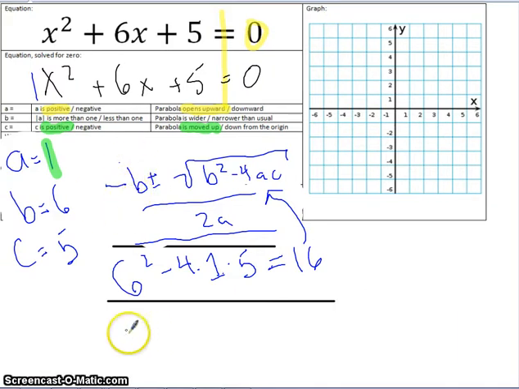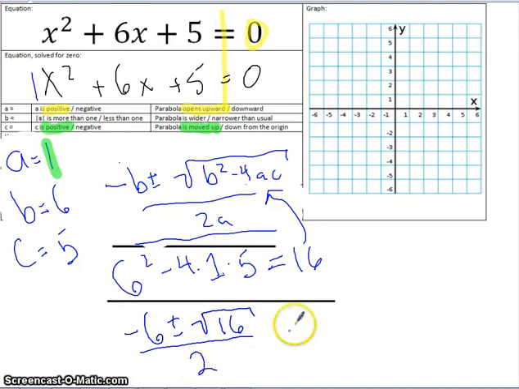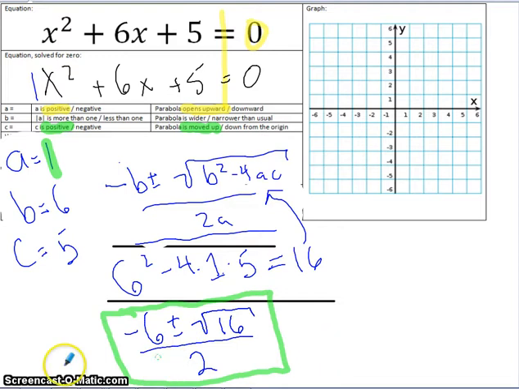I'm going to replace b with 6, so it's negative 6 plus or minus the square root of 16, and 16 is what I got from all these terms, divided by 2 times a. Well, a is 1, so that's 2 times 1 is 2. All right, and then put a box around your answer because those are the two solutions. When you get into Algebra 2, you'll probably start talking about how to evaluate those two things.